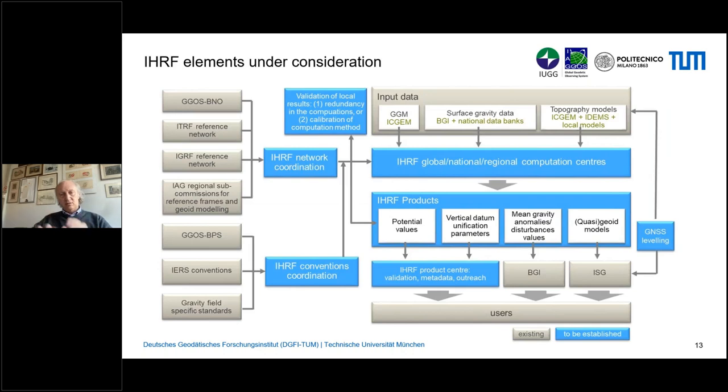In order to do so, Laura devised this scheme, which is a final scheme, the way this IHRF will become more or less operative. All the elements that I've mentioned are described here, and the relationship among them. So also the relationship with GGOS elements, namely the Bureau of Networks and Observations and the Bureau of Products and Standards, which obviously can contribute in defining, for their own aspects, the activity related to the establishment of IHRF. This is the general scheme, and it is in the end aimed at giving a product to the users, as stated in the last part of this graph. Next, and probably the last one.